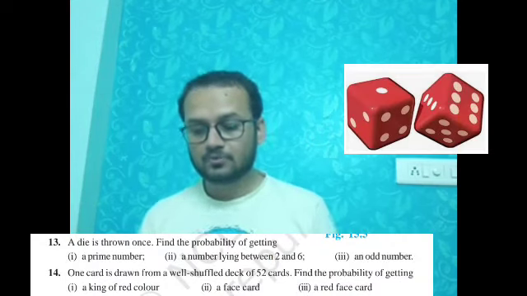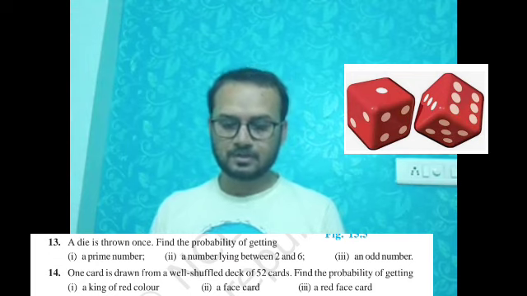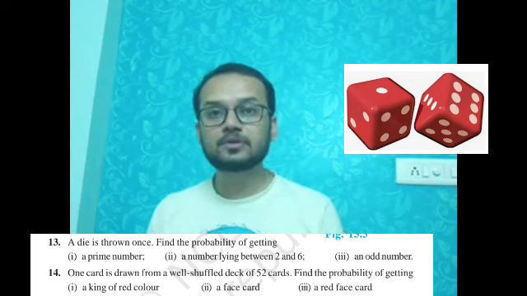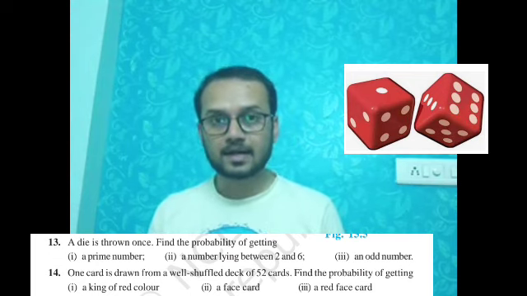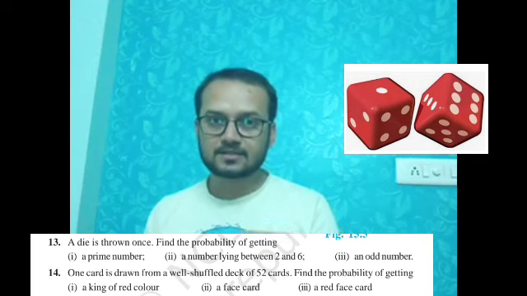Let's see the next question. The next question is question number 13. A die is thrown once. Find the probability of getting number 1, a prime number, number 2, a number lying between 2 and 6, and number 3, an odd number. As you know that a die contains 6 surfaces, therefore the total number of outcomes in this question is 6.